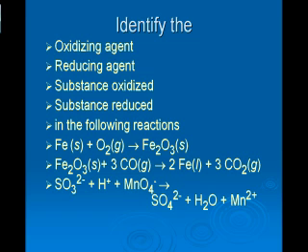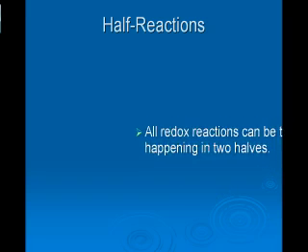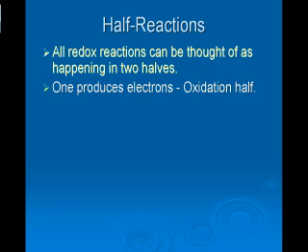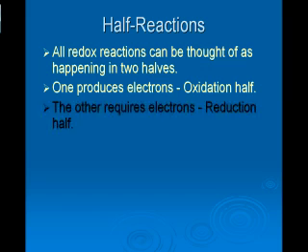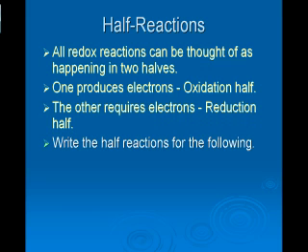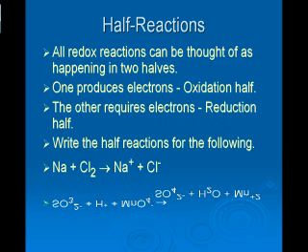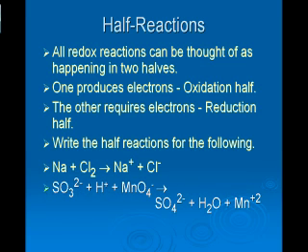Now we take redox reactions and we break them down into half reactions. One half reaction produces the electrons, that's the oxidation half. The other half actually requires electrons, that's called the reduction half. So take the following two reactions and see if you can write the half reactions. So you may want to pause the podcast here and take a shot at that.